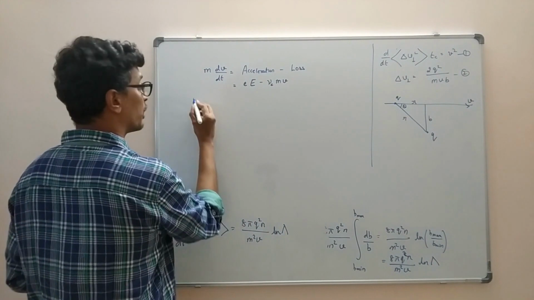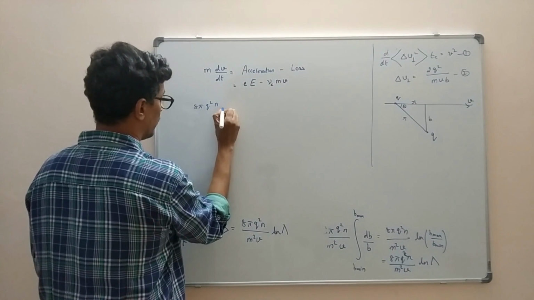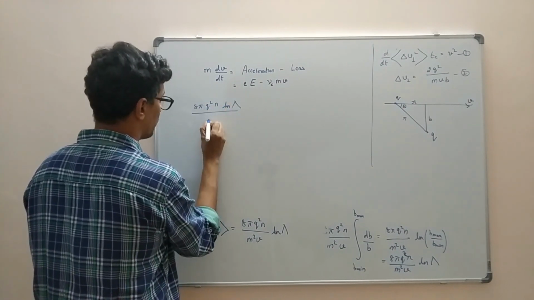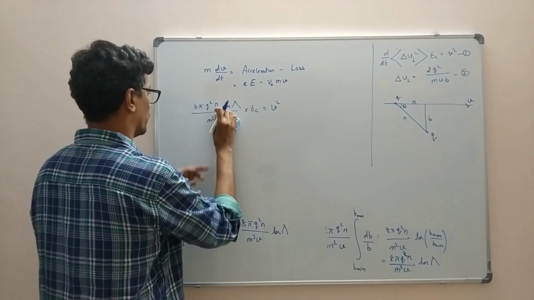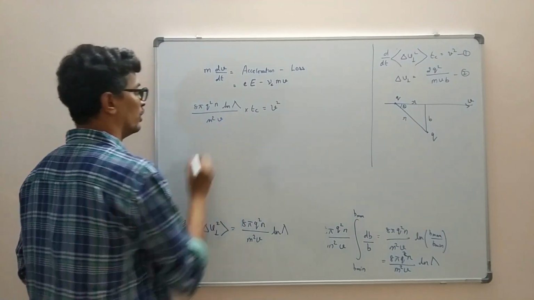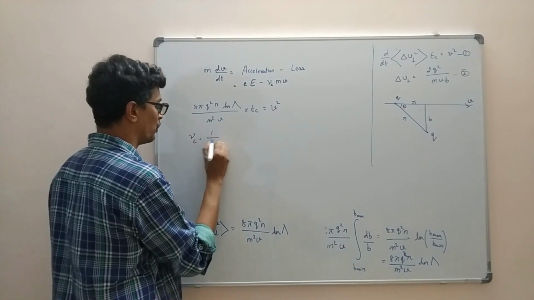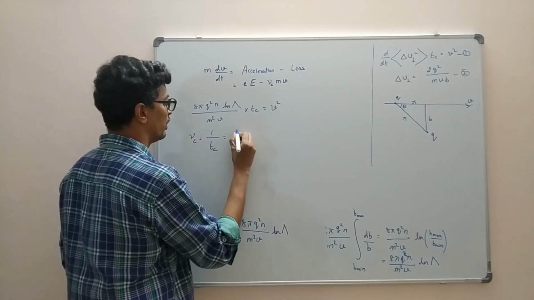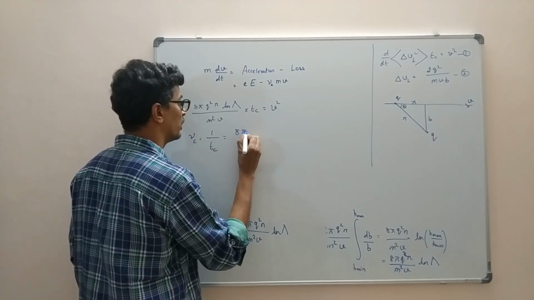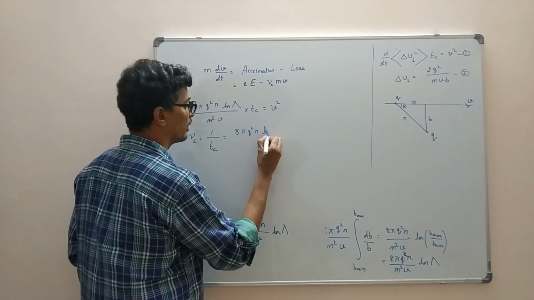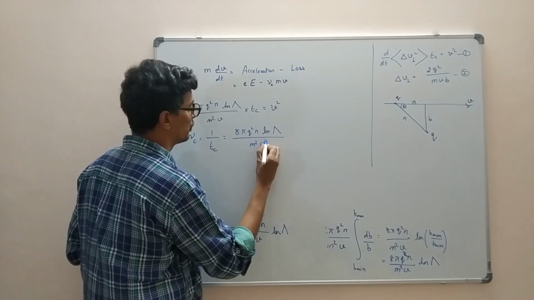So when I plug back, what I'm going to get is 8 pi q square n ln of lambda divided by m square v into Tc is equal to v square. So therefore, my collision frequency nu c, which is equal to 1 by Tc, will be 8 pi q square n ln of lambda divided by m square v cube.